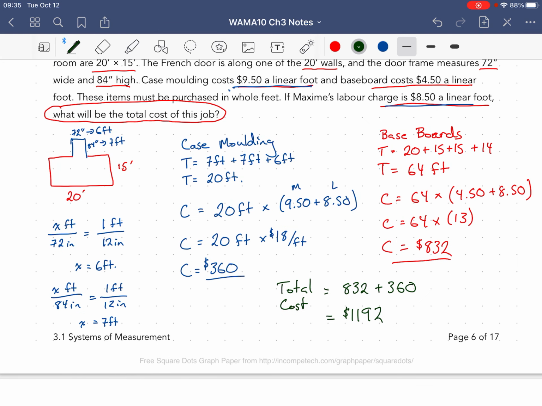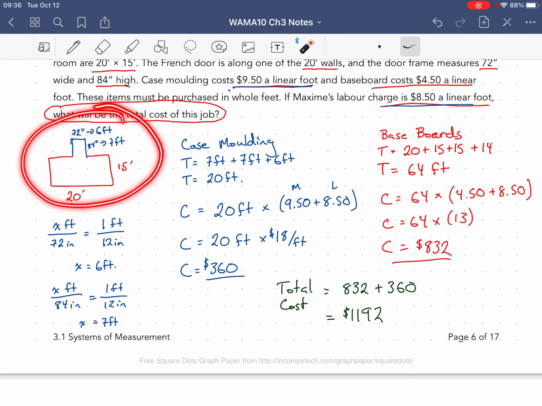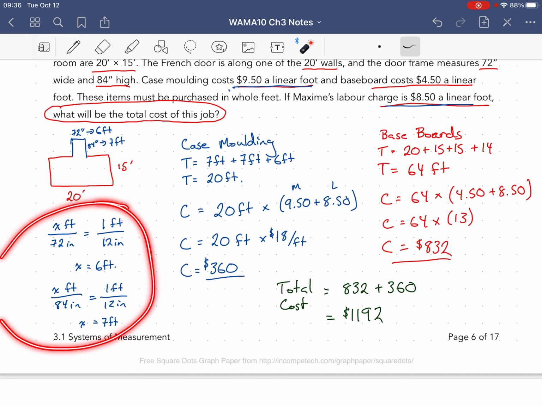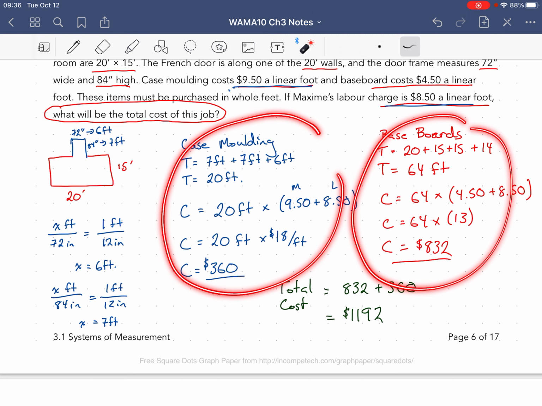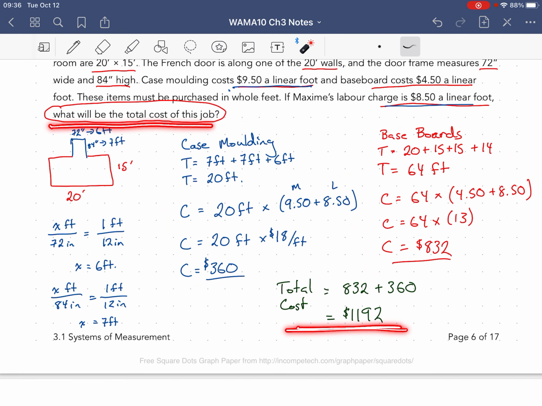Now, please, please, please, when you're doing these questions, I like to see a diagram. That gets you a mark. You showed that you read and understood the question. Do all your conversions first. Write out all of your steps. Some of these questions get to be quite long and they can be quite confusing. But as long as you break it down, understand the question, draw a picture, do your conversions, do your calculations, finally check to see if you answered the actual question. What's the total cost? Total cost $1,192.